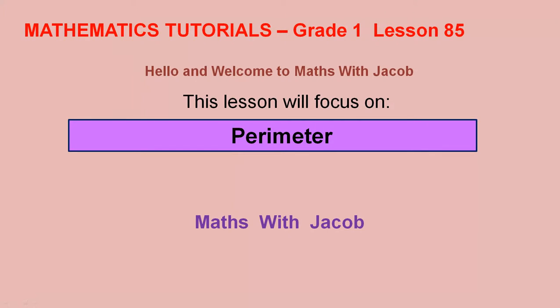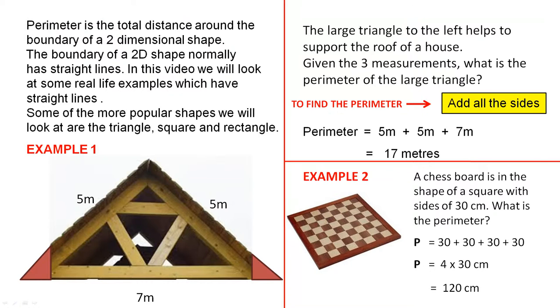This lesson will focus on perimeter. Perimeter is the total distance around the boundary of a two-dimensional shape. The boundary of a 2D shape normally has straight lines. In this video we will look at some real-life examples which have straight lines.